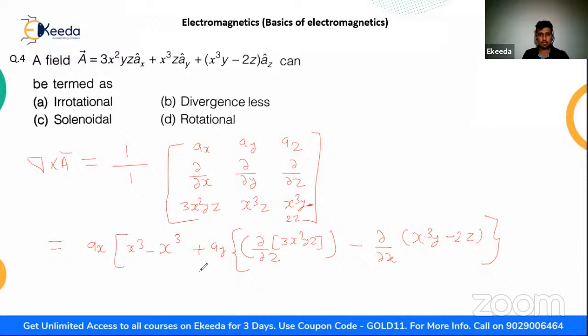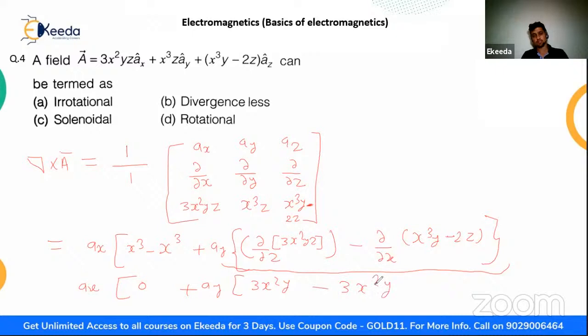So this will be what I'm just writing, the value of this. So what will be the value of this? Plus ay, this is already 0. Ax plus 0 plus, with respect to z, this will be taken as constant. 3x² y, differentiation of z is 1, minus differentiation of x will be 3x² y and z will be 0. So this will be 3x² y. Okay, and then the last term is plus az multiplied by del upon del, differentiation with respect to x, which will be 3x² z.